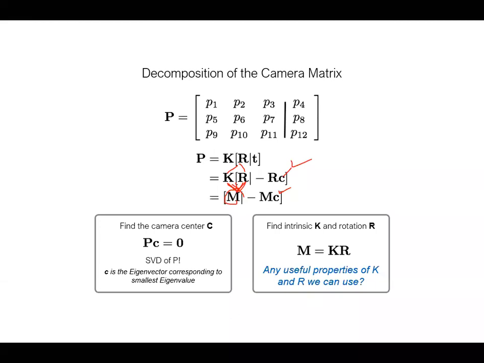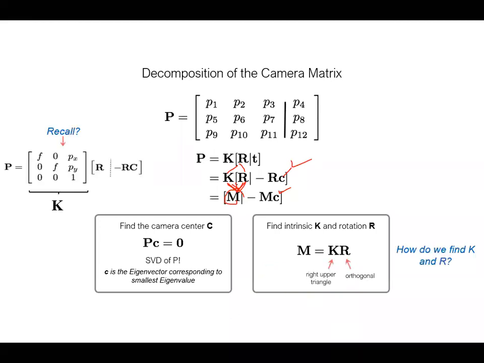Do you remember the K? This was the K. This, by the way, is called a right upper triangle matrix. It means the upper triangle has values, and the lower triangle doesn't have anything, it's just zeros. This matrix is called that way from linear algebra, by the way. It's not from me. Okay, so now we know that K is a right upper triangle.